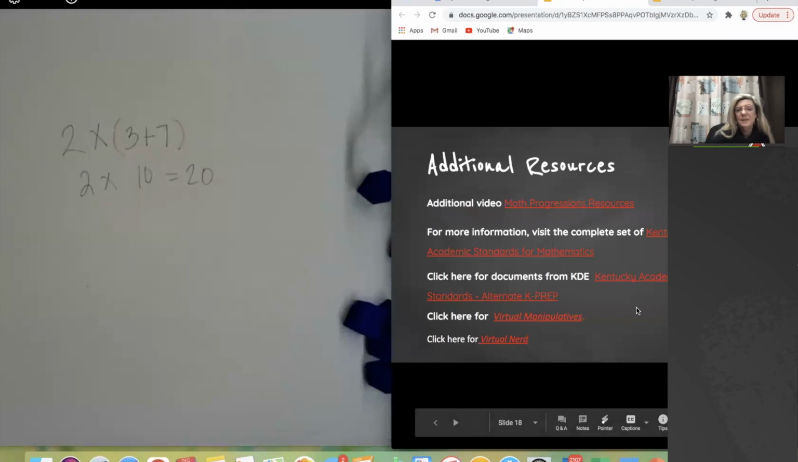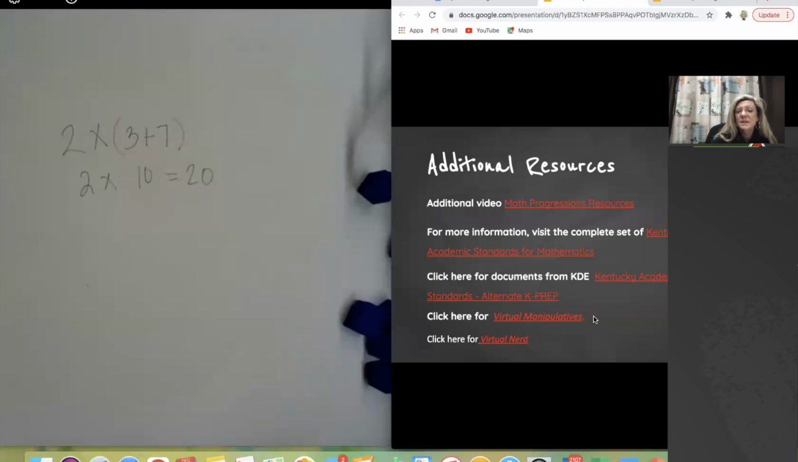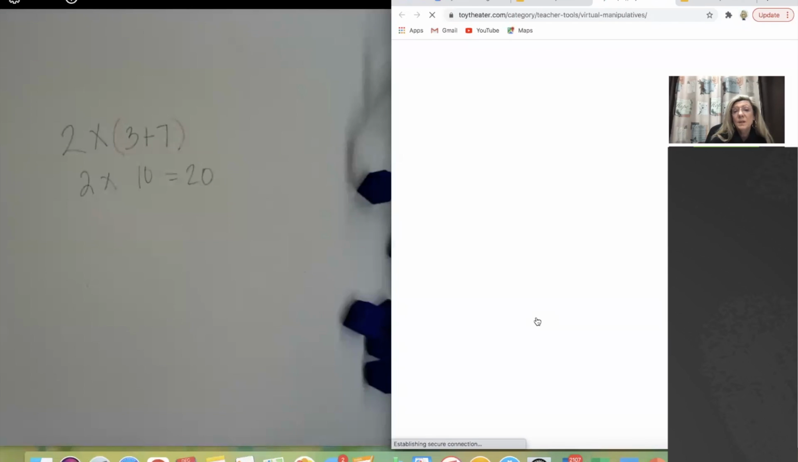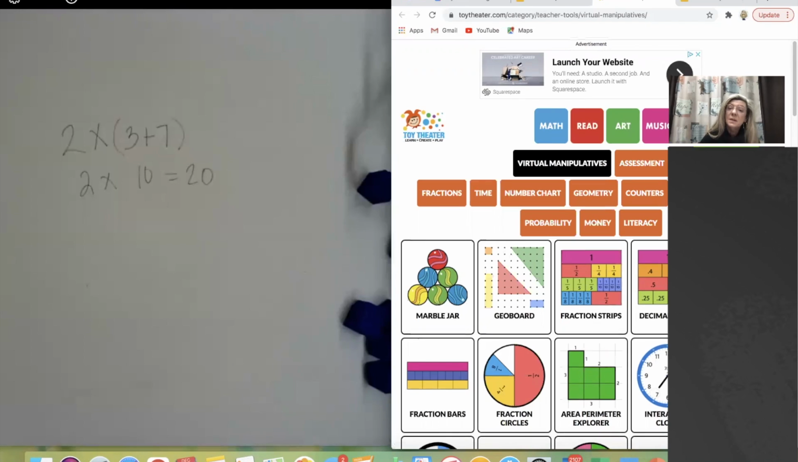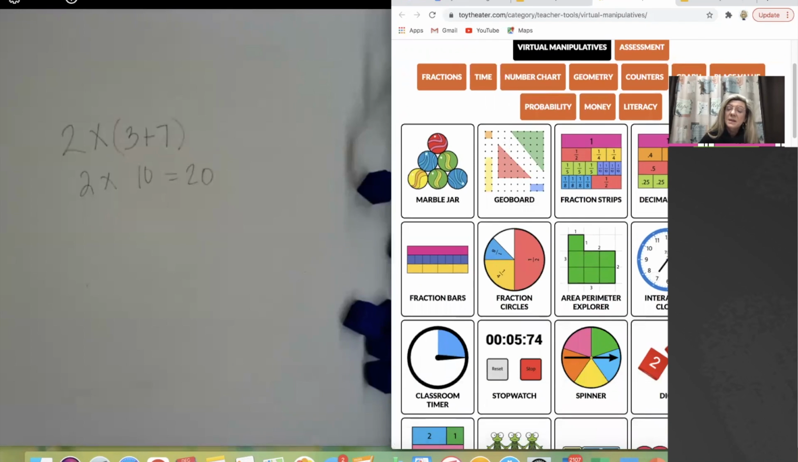Now here's our manipulatives. I wanted to share these with you because they're awesome, especially for the time that we're in right now. So this is Toy Theater, and some of you are familiar with Toy Theater. Some of you have been using it. I haven't used it with students, obviously, but I have been in there playing around with it, and it is pretty awesome, the things that you can do with it.